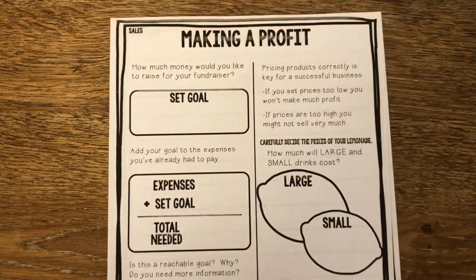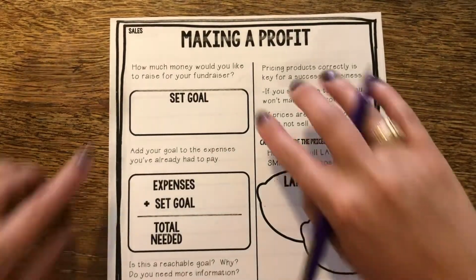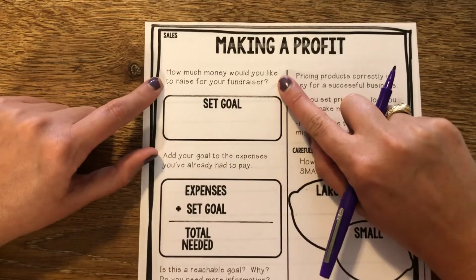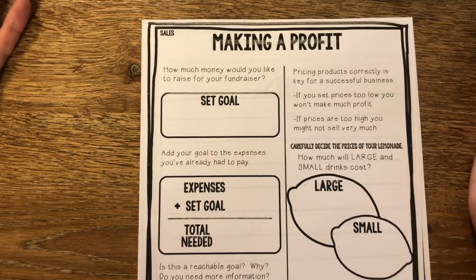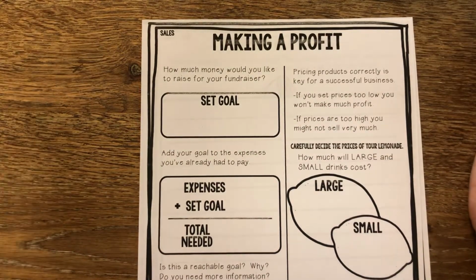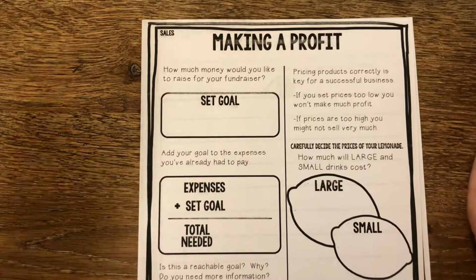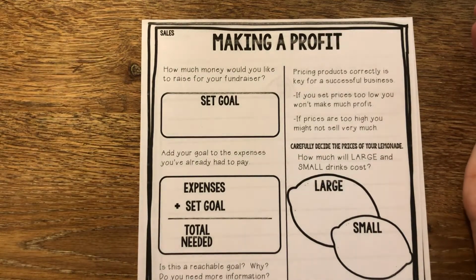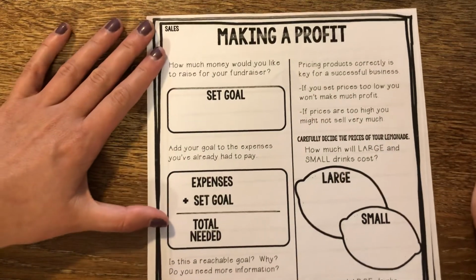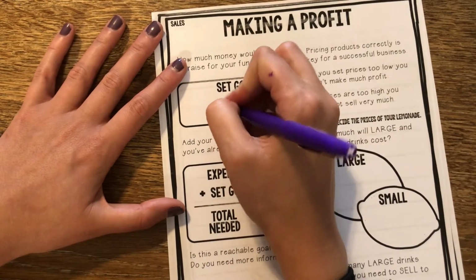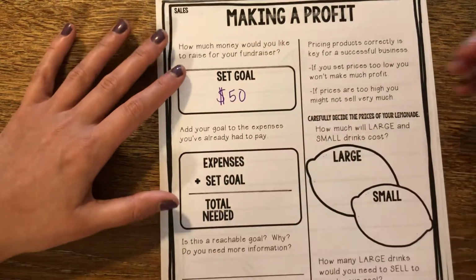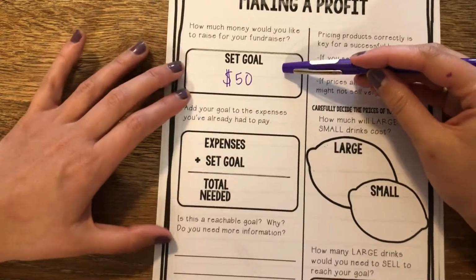So now, to make a profit, we need to set a goal first. How much money would you like to raise for your fundraiser? So you're gonna set a goal. You don't wanna set a goal that's too crazy because you wanna make sure that you are being realistic, meaning that it's something that could actually happen. Is it a reachable goal, okay? So I'm gonna say I wanna raise $50. I wanna raise $50 for the Cook Children's Comfort Cart.